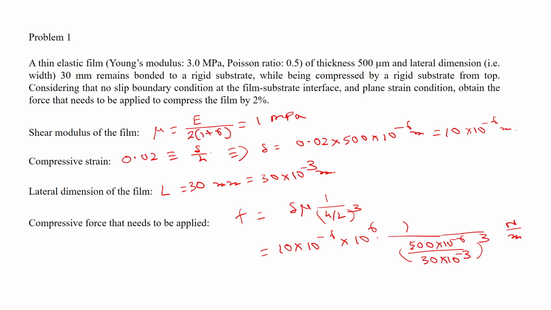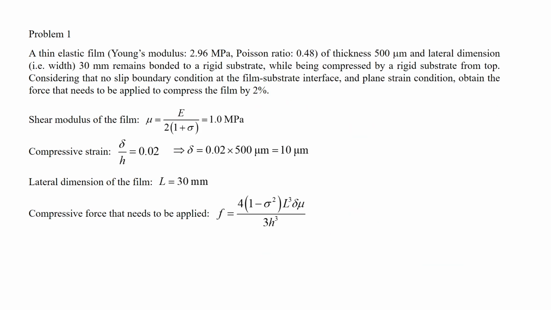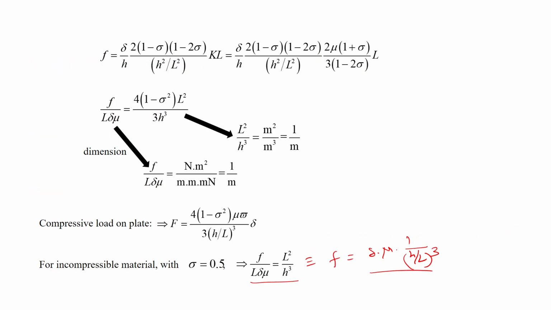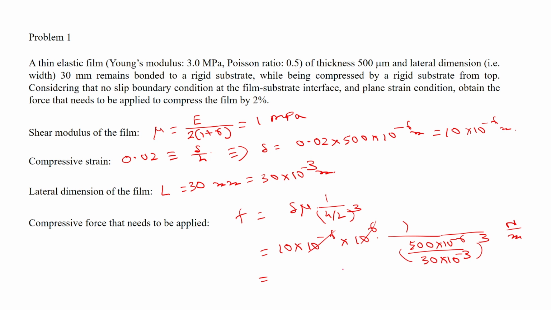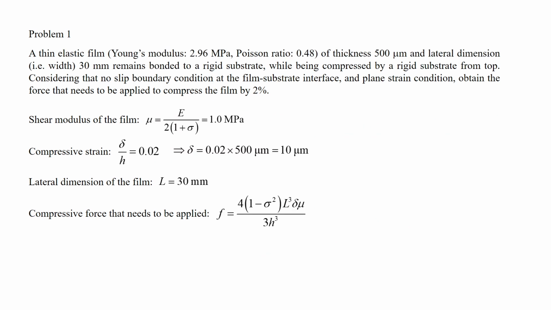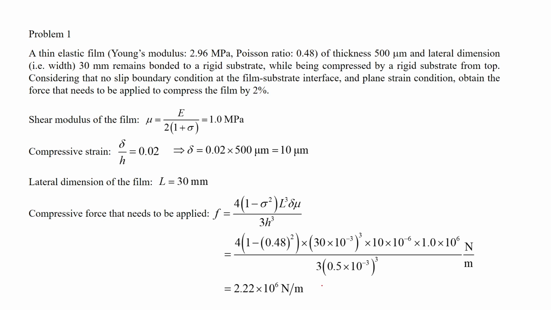Whatever this quantity comes to, we have to see. Now, this gets cancelled over here and this is 50 by 30 whole cube times 500. I did not work it out here, but you can find out the final value.